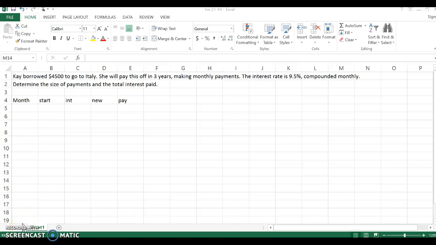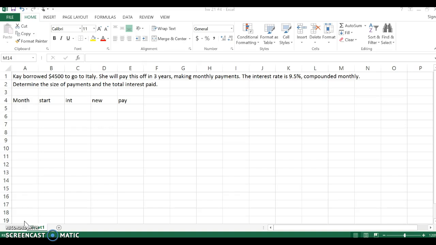Kay borrowed $4,500 to go to Italy. She will pay this off in 3 years, making monthly payments. The interest rate is 9.5% compounded monthly. Determine the size of payments and the total interest paid.